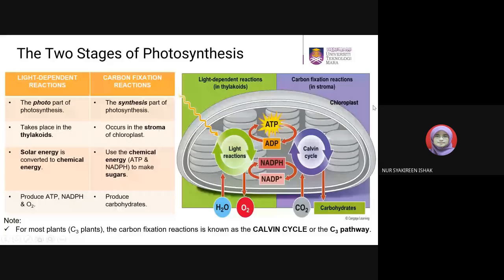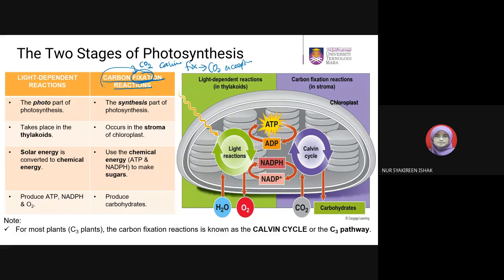So if you look here, this table is just to differentiate between the light dependent reaction and the carbon fixation reaction. Why do we call it carbon fixation? Because at this stage carbon dioxide will enter the Calvin cycle and be fixed. Fixed means it will combine and react with another substance, which we call the carbon dioxide acceptor. So that's why we call it the carbon fixation reaction.